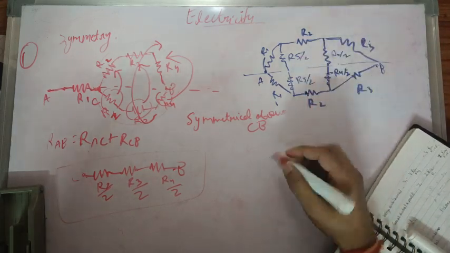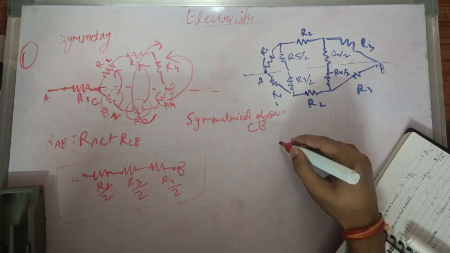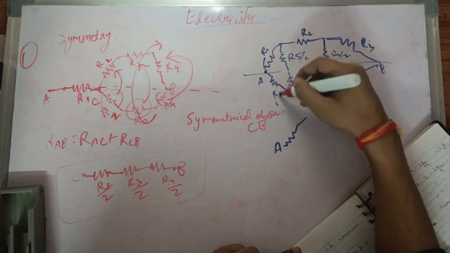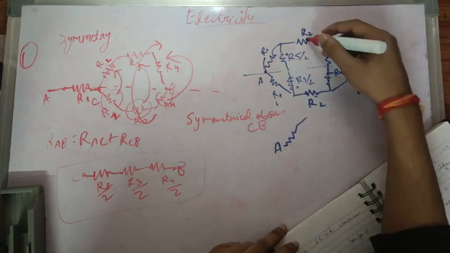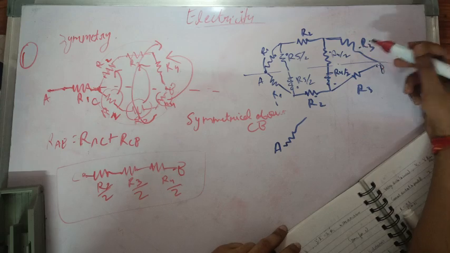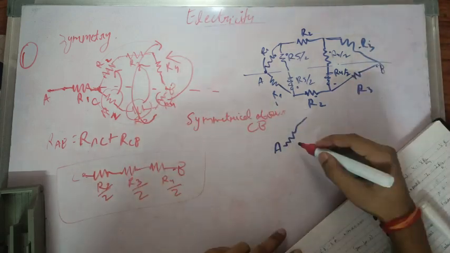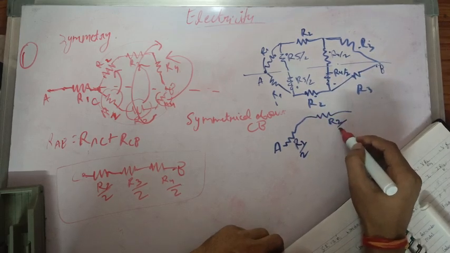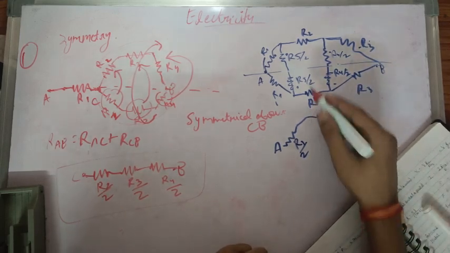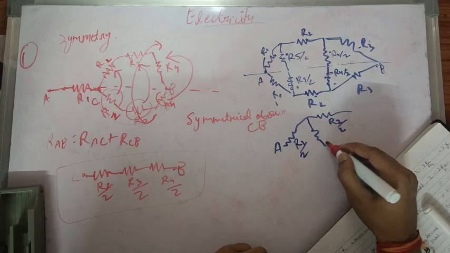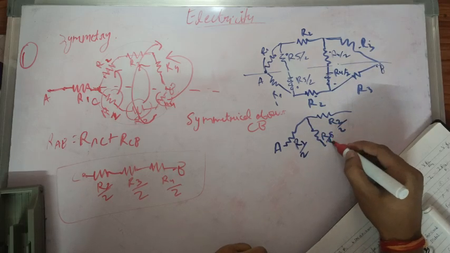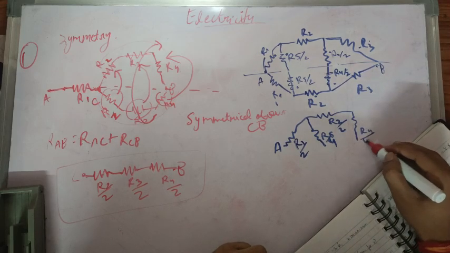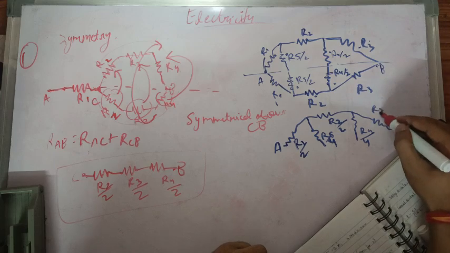I can merge this and it will start looking like this. This will get added to this, this will get added to this, this will get added to this, this will get added to this, and this will get added to this, all parallelly. So this will be R1 by 2, this will be R2 by 2, and this will be R5 by 4, and this will be R4 by 4, and this would be R3 by 2.